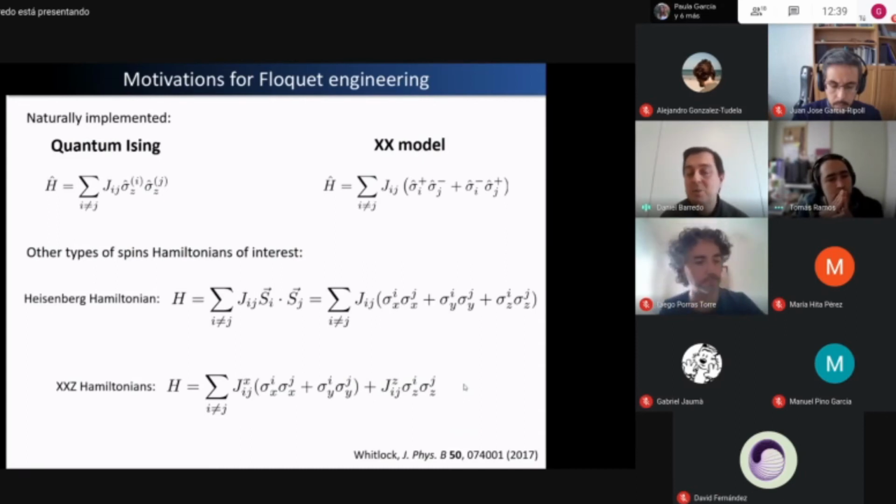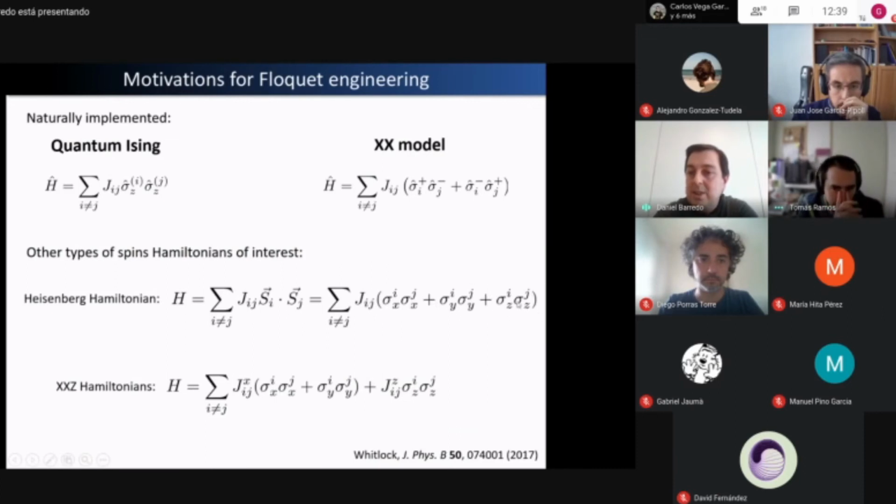But ideally, what you would like to do is to really engineer something more generic, and in particular, you would like to have access, for example, to the Heisenberg Hamiltonian, in which you will have basically the two things combined, and you would like to have also the sigma z term, or also the XXZ Hamiltonian. There is a particular case of the other Hamiltonian.